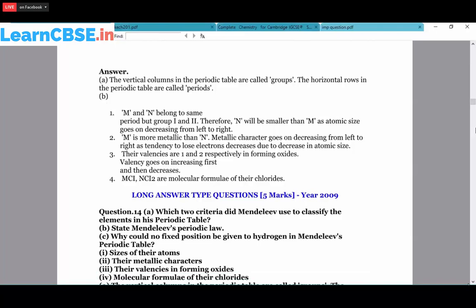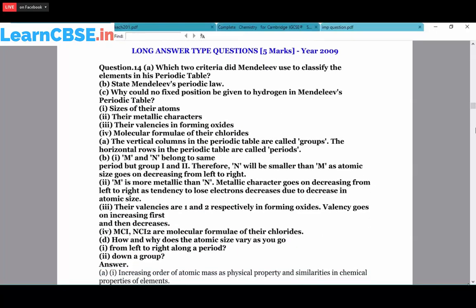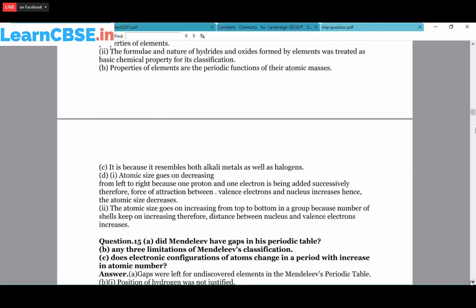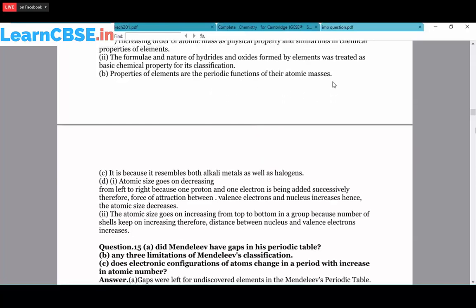Next is question number 14a. Which two criteria did Mendeleev use to classify the elements in the periodic table? One is atomic mass, and the other is the chemical property of the elements. Based on these two properties, Mendeleev classified the elements. State Mendeleev's periodic law. The properties of the elements are the periodic functions of their atomic masses.